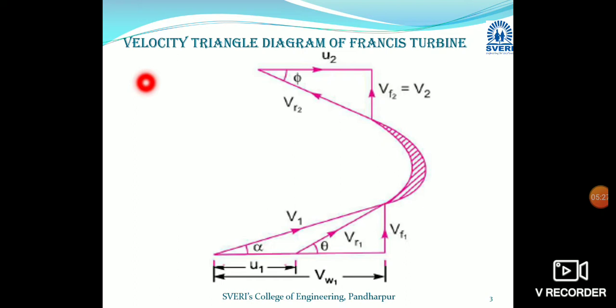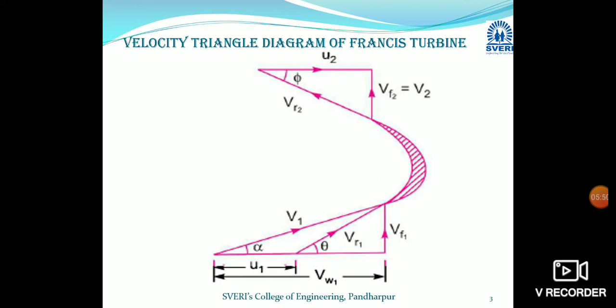This is called VR1. So there is a relative velocity. Now V1's two components we know, VF1 vertical and VW1 horizontal. Then U1 is the tangential velocity of the vane at inlet, and the relative velocity between V1 and U1 is nothing but VR1. And whatever angle VR1 makes with the tangential component is called theta, and it is called the vane angle at inlet.